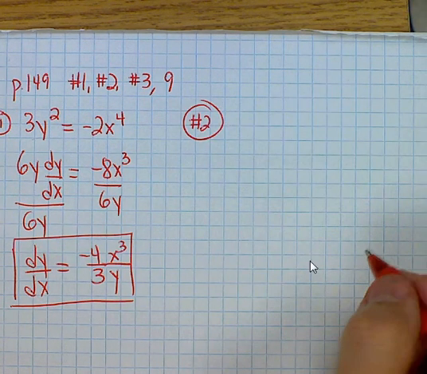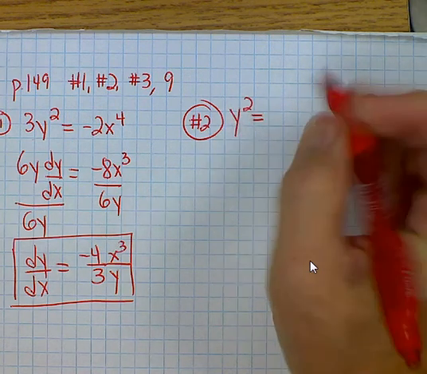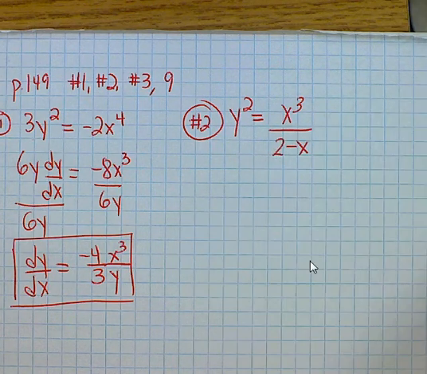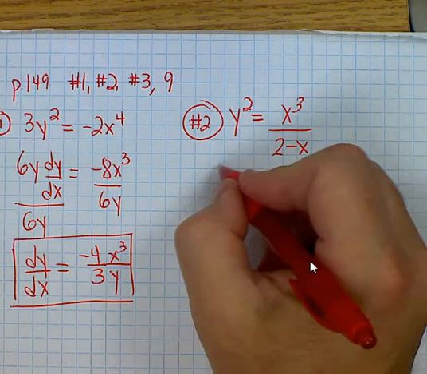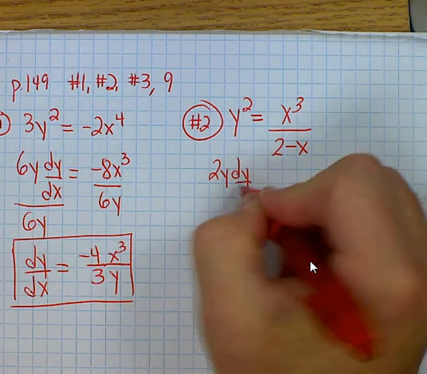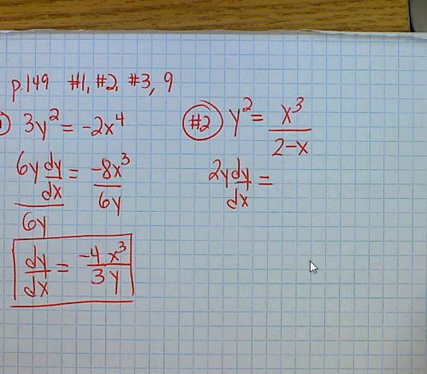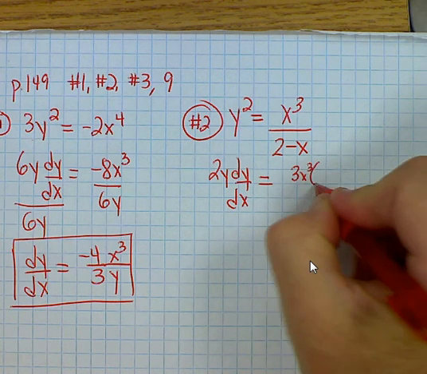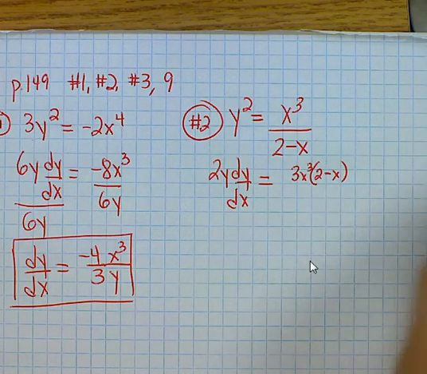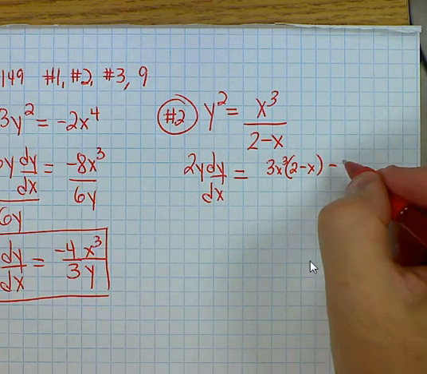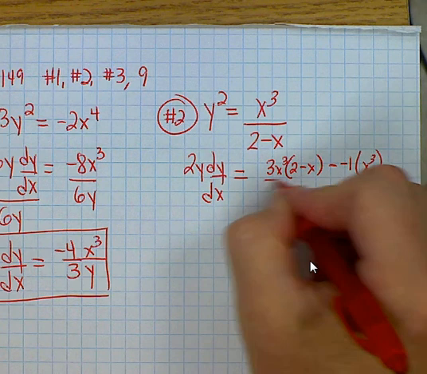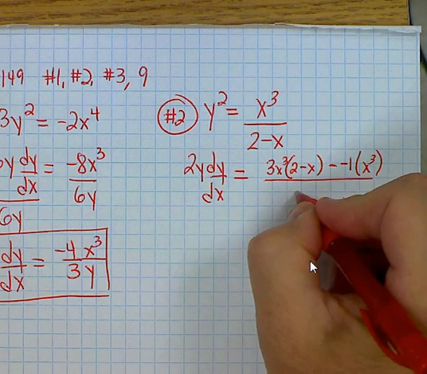Question number 2 says we have y squared is equal to x cubed divided by 2 minus x. Okay, so we're going to have 2y dy dx is equal to, and on the other side of the equation we have the quotient rule. The derivative of the top, 3x squared, times the bottom, 2 minus x, minus the derivative of the bottom, which is a negative 1, times the top, x cubed, all over the bottom squared.